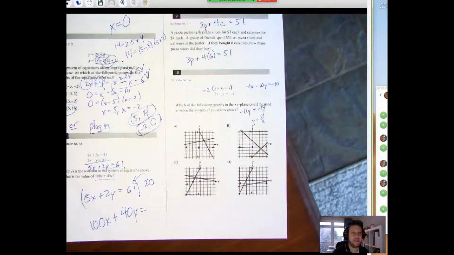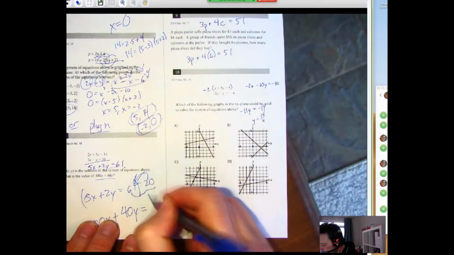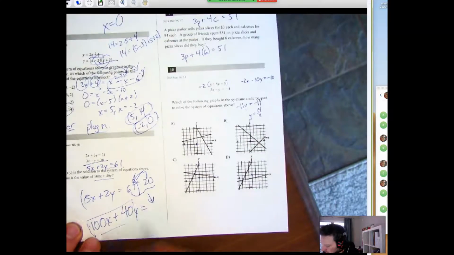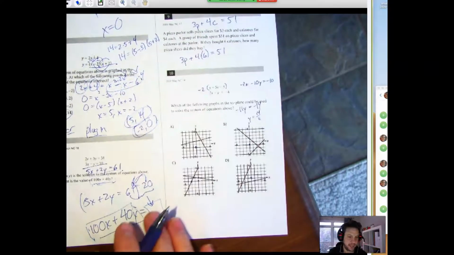I'm feeling unconfident about that. I'm going to check a calculator. Well, whatever. You guys can figure that out. But multiply 20 times 61, and then you know that 100x plus 40y equals that number. And that's what you're trying to find, 100x plus 40y. So you kind of got there a cooler way.